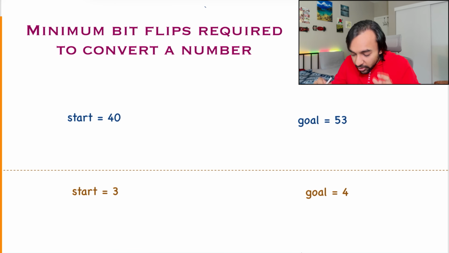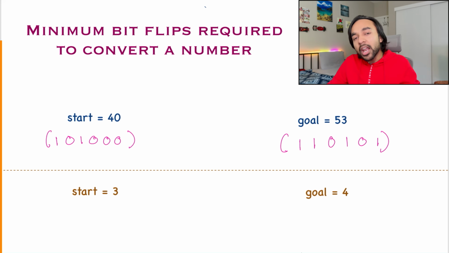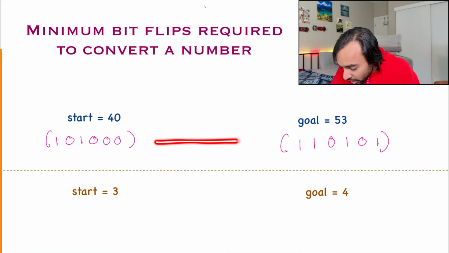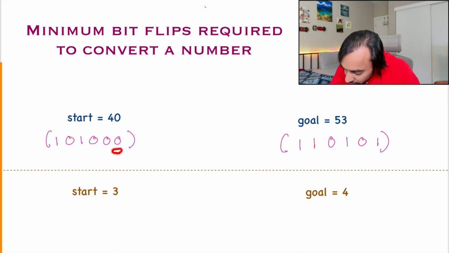First of all, even to understand this problem, we need to understand the binary representation of both of these numbers. So 40 can be represented as 1, 0, 1, 0, 0, 0, whereas the number 53 can be represented as 1, 1, 0, 1, 0, 1. Now, there are a number of ways you can do it, but the idea will still remain the same. You need to find out how many bits you need to flip such that this transition happens. So you can start off with the rightmost bit. Do you have to flip it? Yes. So I need to flip at least one bit.